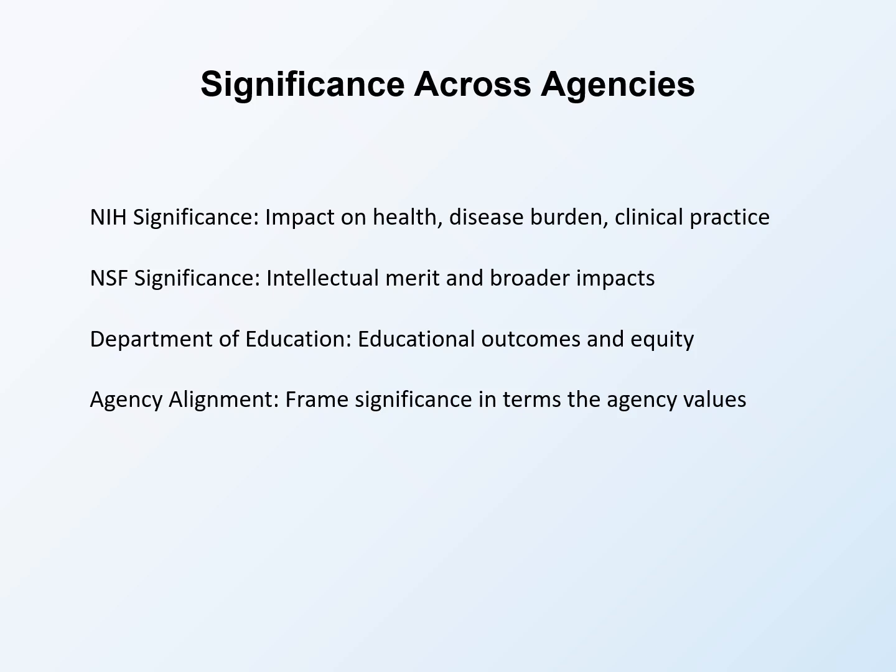Agency alignment means framing your significance in terms the specific agency values. The same underlying work might be framed as advancing health knowledge for NIH, advancing scientific understanding for NSF, or improving educational outcomes for education. Match your framing to your audience.